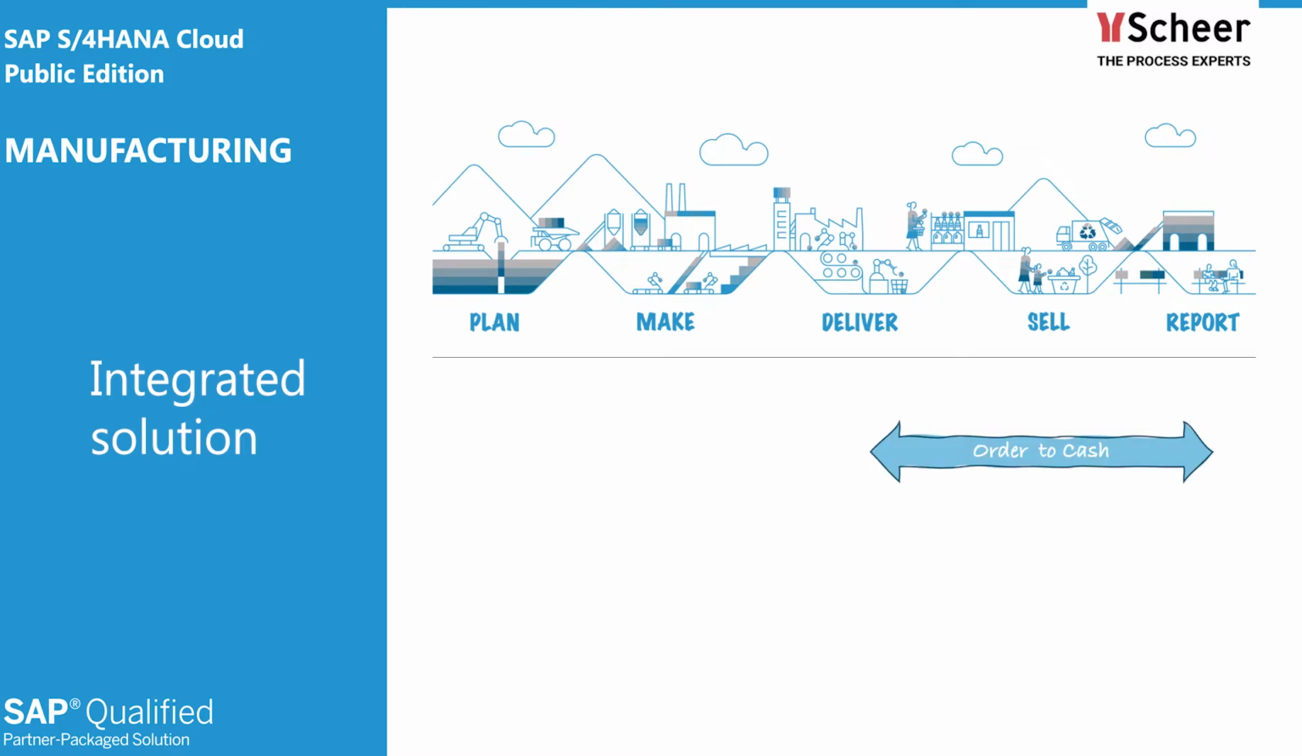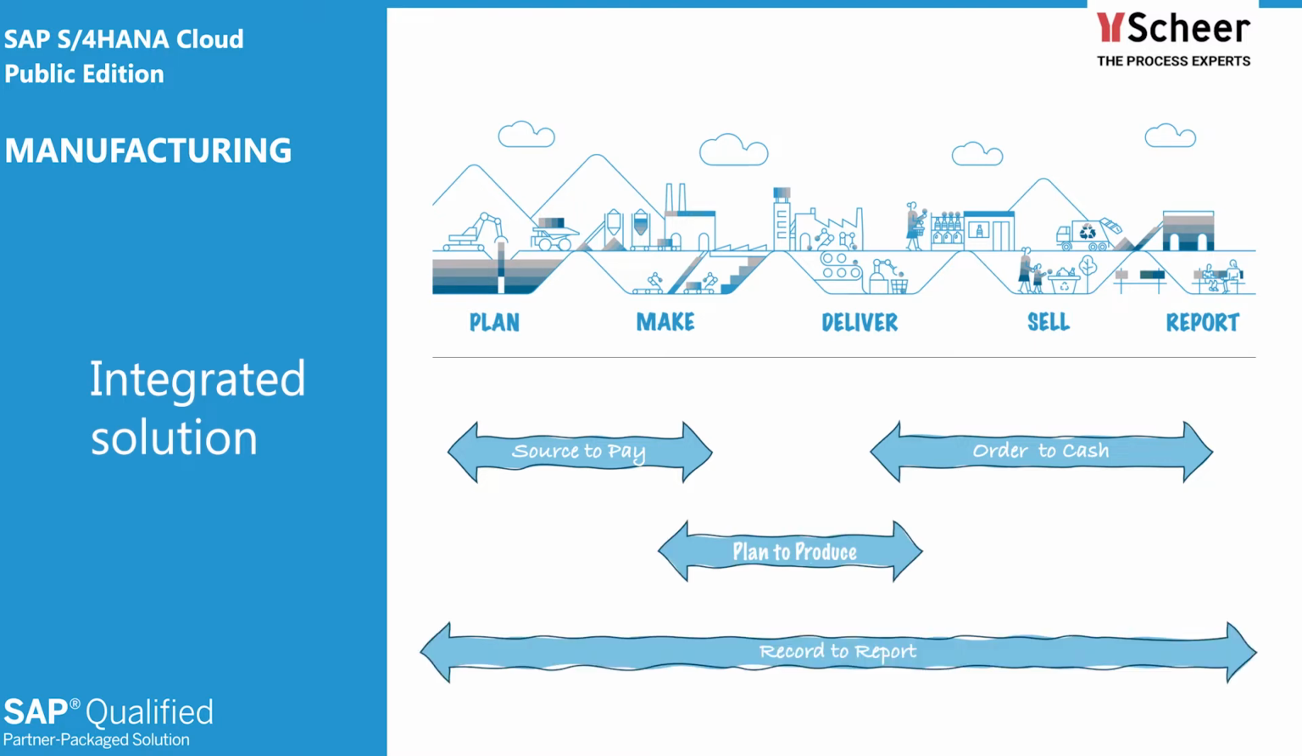First, the order to cash. Second, the source to pay process. Follow the plan to produce. And last, the record to report end-to-end process.